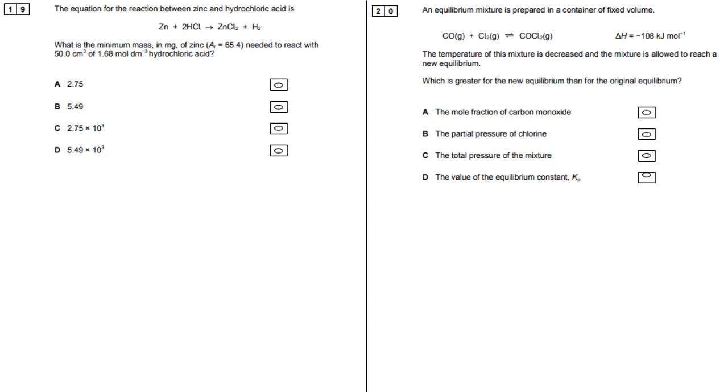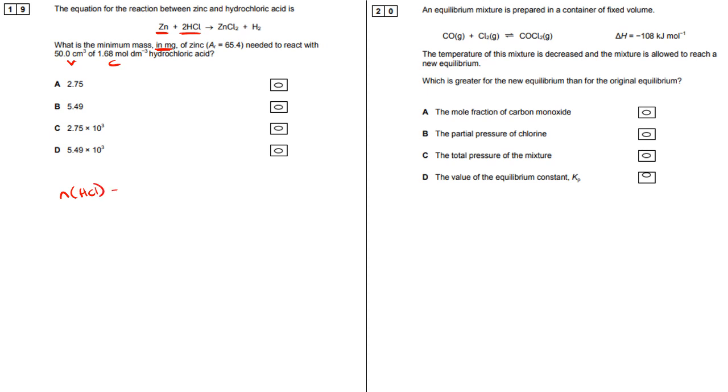Question number 19. In this reaction between zinc and hydrochloric acid, here's your equation. What's the minimum mass in milligrams of zinc needed to react with this volume and this concentration of hydrochloric acid? So to work out the mass of zinc, we need to obviously know what the moles of HCl is. How do we work out the moles of HCl?